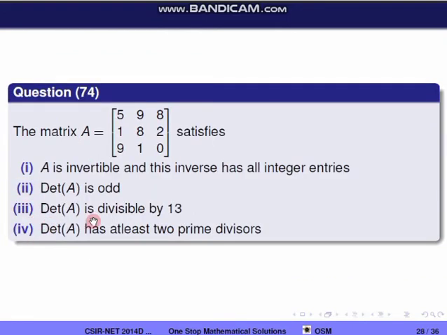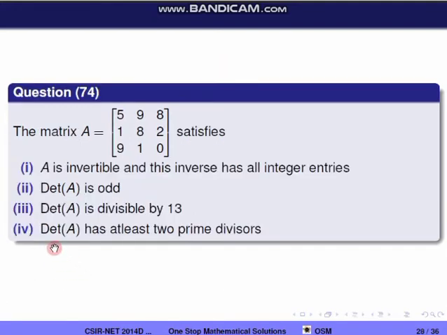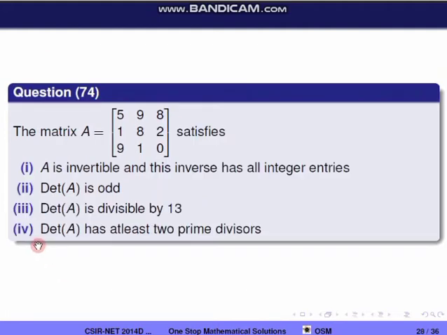Determinant A is divisible by 13. So when we prime factorize it, it is a multiple of 13. So it is divisible by 13. So option 3 is correct. Determinant A has at least 2 prime divisors. So we got 2 and 13 as prime divisors. So we have 2 prime divisors here. So option 4 is also correct. So the correct options are 3 and 4.